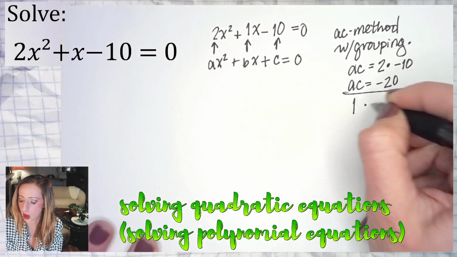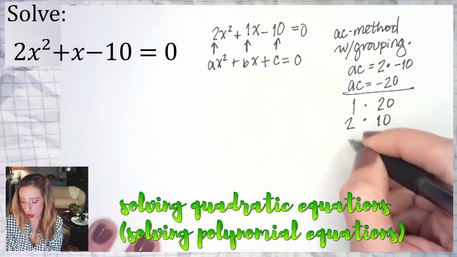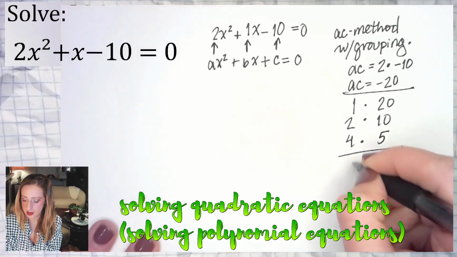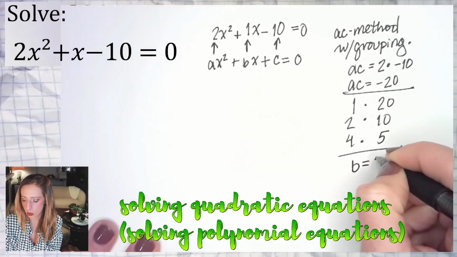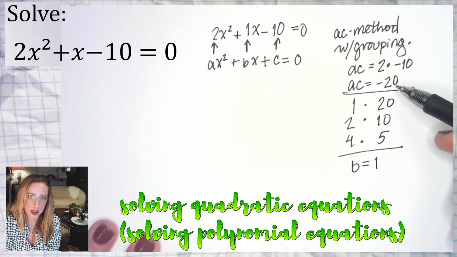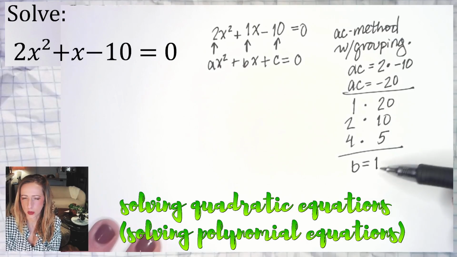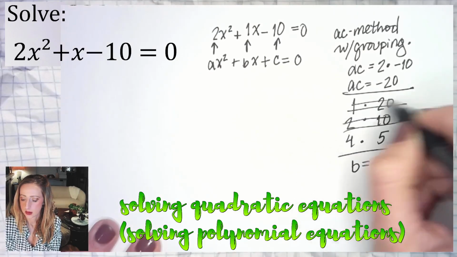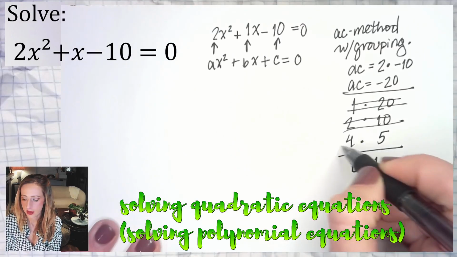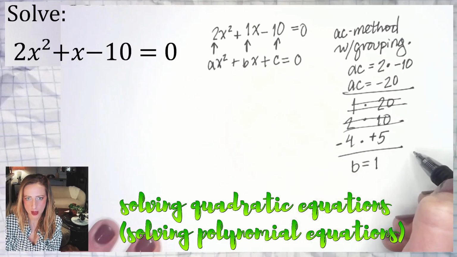All right. Anyhow, 1 and 20, 2 times 10, 3 does not go, 4 times 5. That's it. Bottom of the list. B for bottom. What's the B value? 1. All right. Now I need a pair of numbers that multiplies to give me negative 20 and adds or subtracts, however you want to think of it, to give you positive 1. What is it? 4 and 5. I need a positive 1 from 4 and 5. That would be a negative 4 taken from a positive 5. Negative 4 and positive 5.